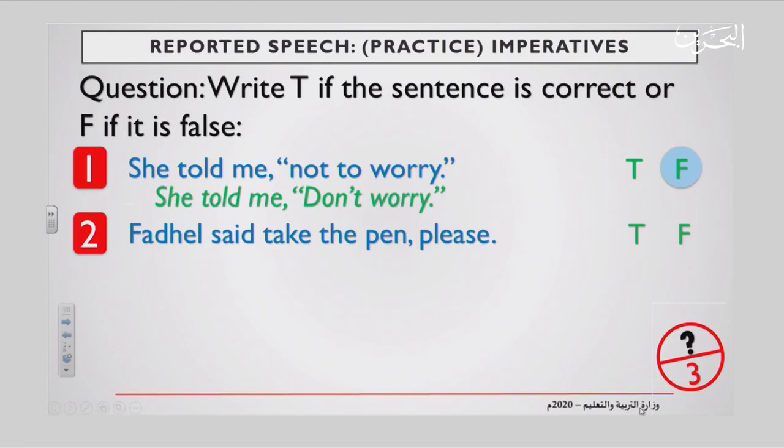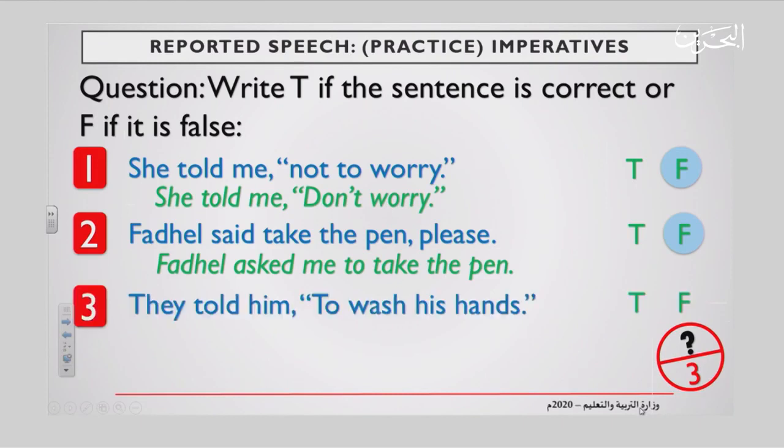Okay, let's check the answer. The answer is false again. Why is that? Father asked me to take the pen. You do not say "said take." It's wrong. You say "asked me to take the pen" to make it indirect speech.